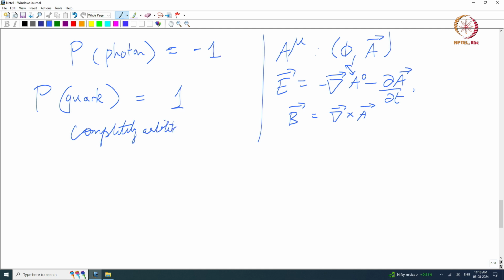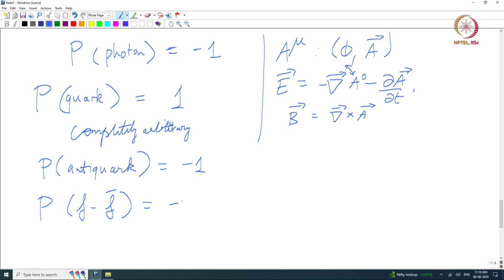Okay, there is no underlying physics to fix this. So, in the same breath I am going to say that the intrinsic parity of an anti-quark is -1, because what we can actually fix is the combination of a quark anti-quark, or for that matter the combination of a fermion anti-fermion pair. This is how we generally write F F-bar. That is -1. And why is that -1?